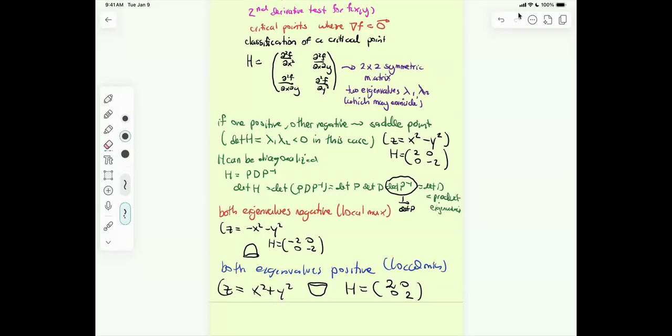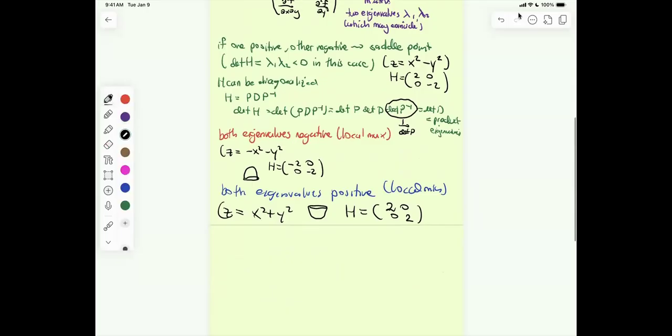And then the last case, which we never really talked about too much, but now I do want to talk about, is the inconclusive case. When at least one of the eigenvalues is zero, the second derivative test does not work. So if one eigenvalue is zero, the second derivative test is inconclusive.